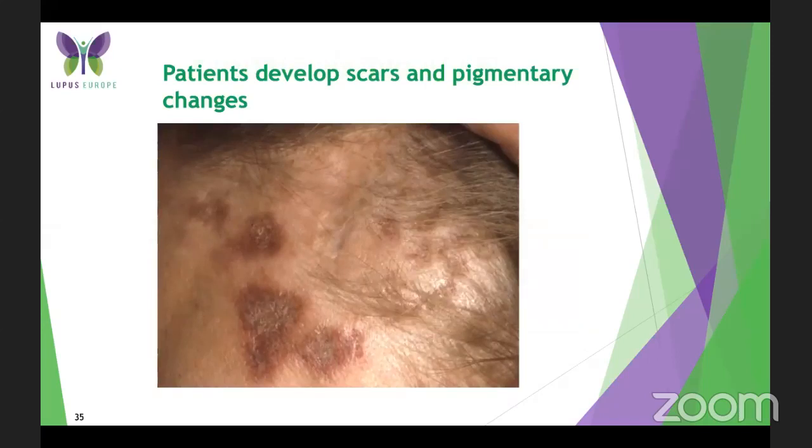Patients also develop scars and pigmentary changes if they have skin lupus. In this picture, you see a scalp, so the hairline of a woman and her head. You can see the red and round skin lesions, but you can also see the scarring, the whitish areas, and the hair loss areas. And people with chronic skin lupus, in which the hair follicles are destroyed and they have scarring, will have this hair loss forever, unfortunately. This hair will not grow back again because the hair follicles are destroyed by the autoimmune disease. Next slide, please.